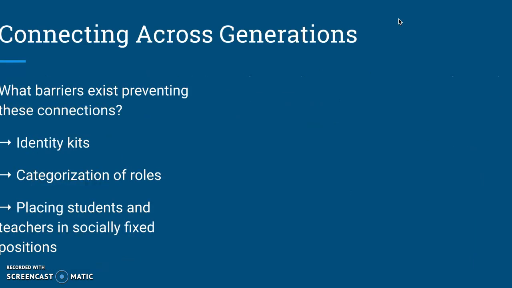Schools have a way of projecting their stance on bringing pop culture into the class in a variety of ways. Regardless of the method, the outcome typically results in the teachers being placed in a role of watchful guardians and the students being presented as naive and in need of protecting. This typical framework is often what prevents teachers from making connections across generations. So what barriers exist in forming these connections? Well, the book mentions three: identity kits, categorization of roles, and placing students and teachers in socially fixed positions.